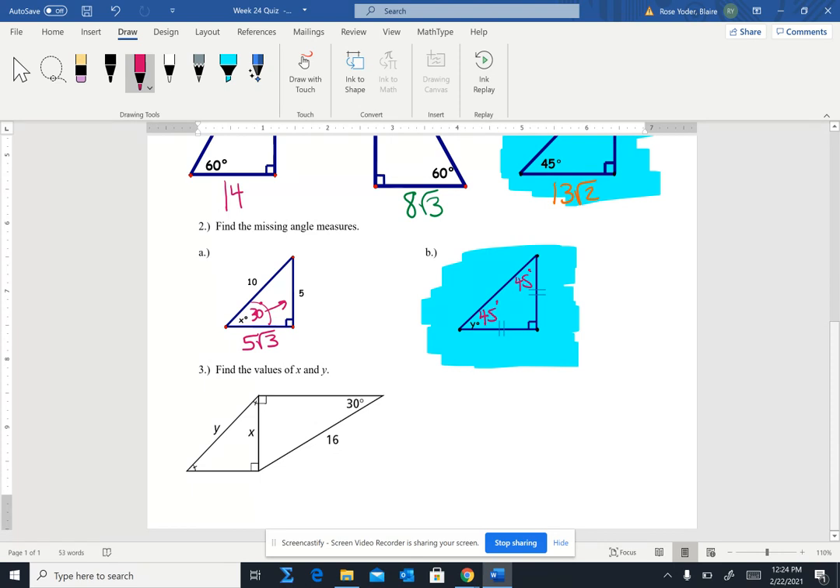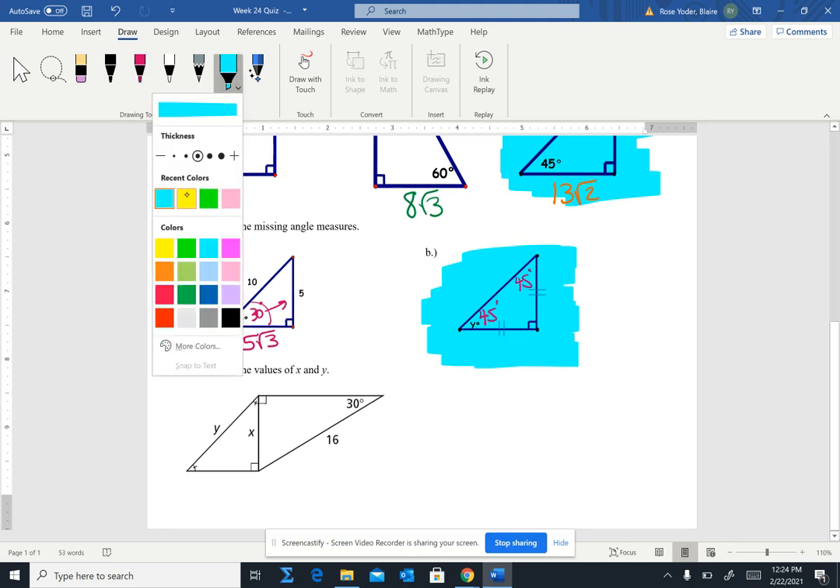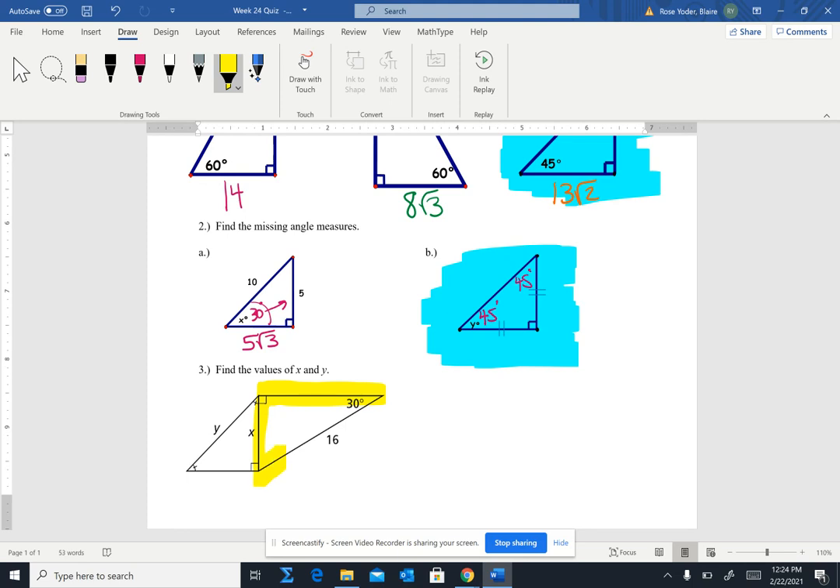All right, last but not least, this one required you to put a few ideas together. So we had the hypotenuse of this 30, 60, 90 triangle was 16. So the short leg would be half of that, 8. So X is 8. The long leg, it didn't ask for it, but the long leg would be 8 root 3. But we don't even need that one.